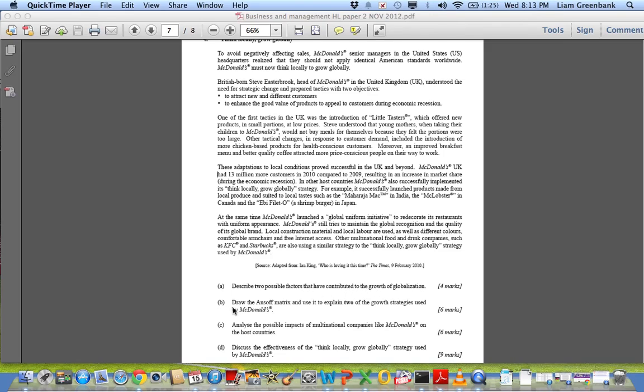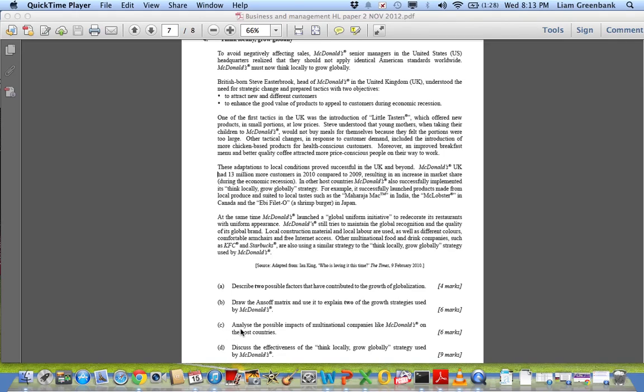And then the second question, we've got an AO4, draw the Ansoff matrix and use it to explain, so this is a 2-part, explain AO2 to the growth strategies used by McDonald's. So both these, if you remember, we actually did together in class. But then the actual case had a 3rd and 4th question, a C and D.